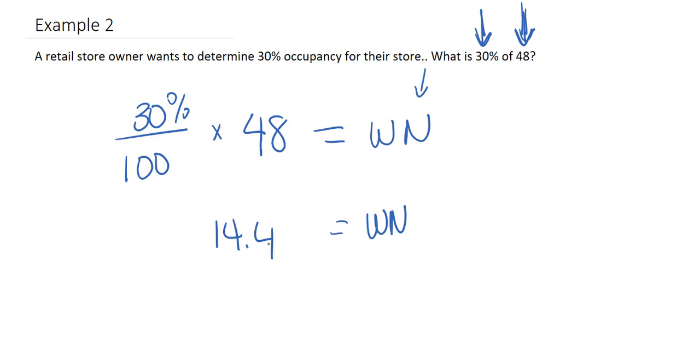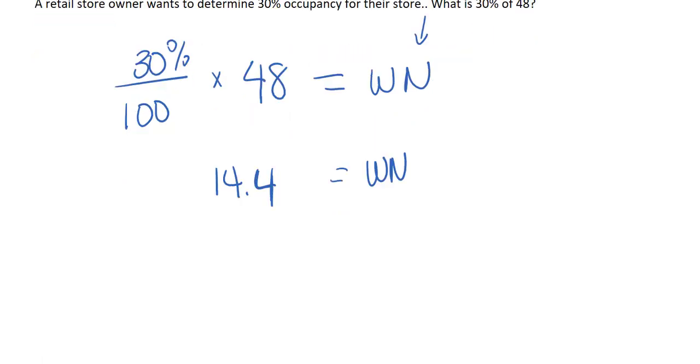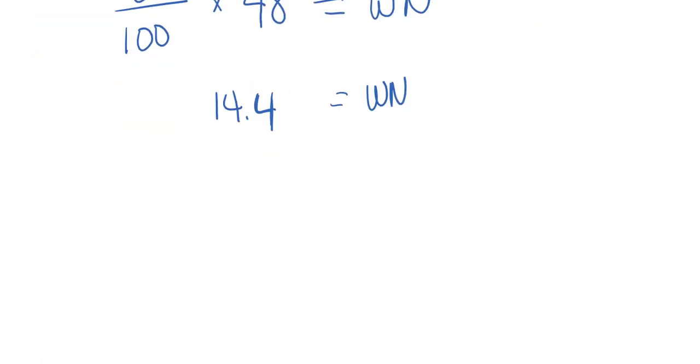So if the retail store owner wanted to determine the occupancy rate, it's 14.4, but let's go ahead and round to the nearest whole number, because this is in terms of people and how many people can be in there. So we're going to round to the nearest whole number. We look at this 4, which is between 0 and 4, so we round down to the nearest whole number, which would be 14.